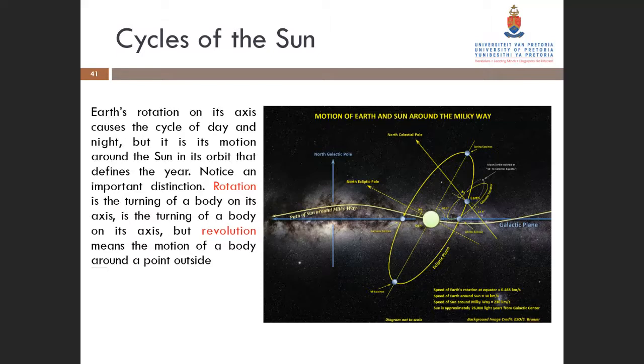So Earth's rotation on its axis causes the cycle of day and night, but its motion around the sun, its orbit, defines a year. Notice an important distinction. Rotation is the turning of a body on its axis, but revolution means the motion of a body around a point outside.